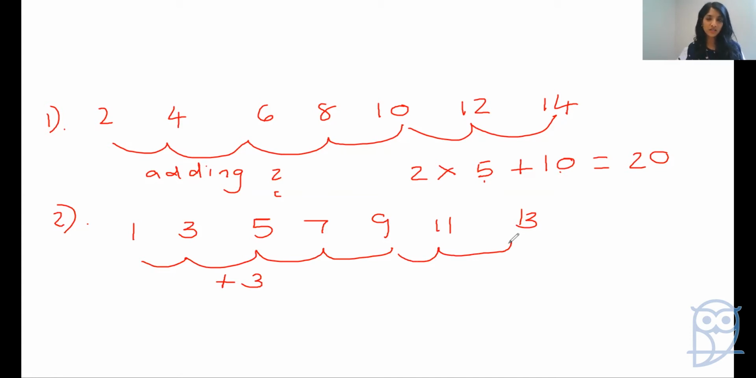And how do we calculate the 10th term? Well, once again, they've given us 5 terms. So we say 2 times 5 plus 9. Okay, and our answer will be 19. So our 10th term in this sequence will be 19.